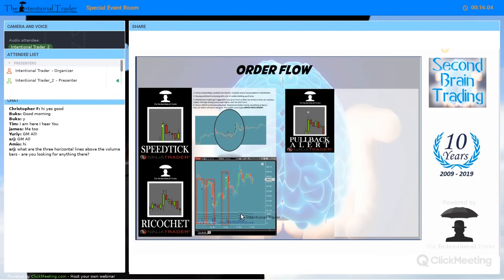So these are threshold levels that are inside this histogram. But again, we don't trade with this on the chart. This is actually just to show you what it is that's generating these signals.